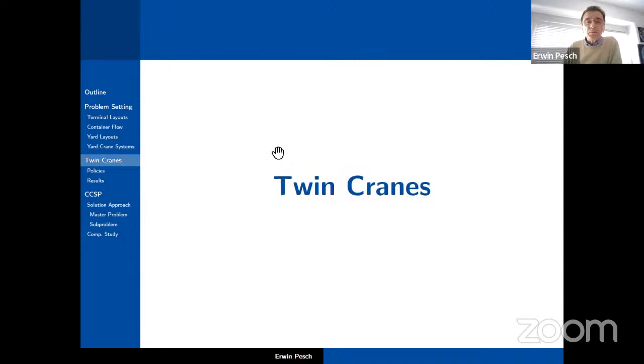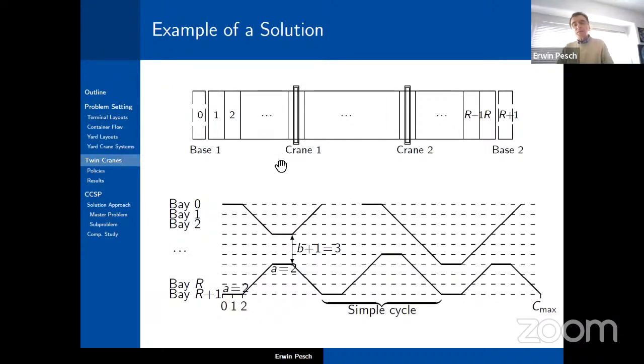So let's first come to the twin cranes. Let us consider such a container block. From now on, we consider only a single container block. A container block is divided into different bays. A bay is the containers that, if you look at this container block, with this the long side and this the short side, are standing in one of these columns. And here you have two cranes: crane number one and crane number two.